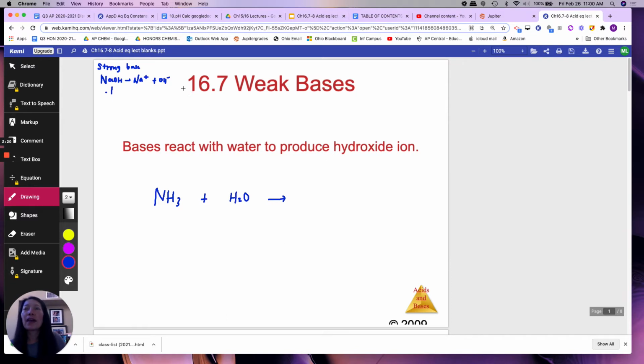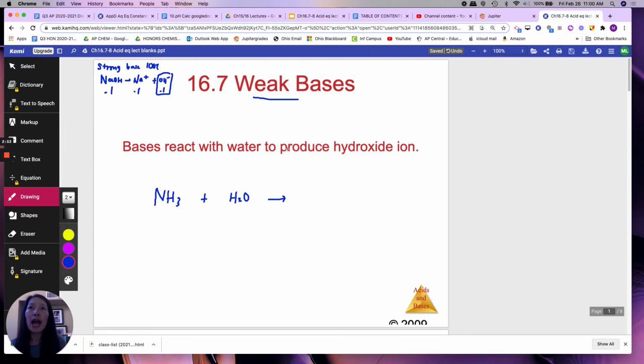So for strong bases, if you have sodium hydroxide, for example, and remember the strong bases are group 1 hydroxides and group 2 hydroxides: strontium, barium, and calcium. Okay, so if you have sodium hydroxide, it dissociates 100% of the time. You're going to get 0.1 molar of this, 0.1 molar of this. To get the pOH, you just take the log of this number. Okay, easy. But if you have a weak base, you have to use the Kb expression.